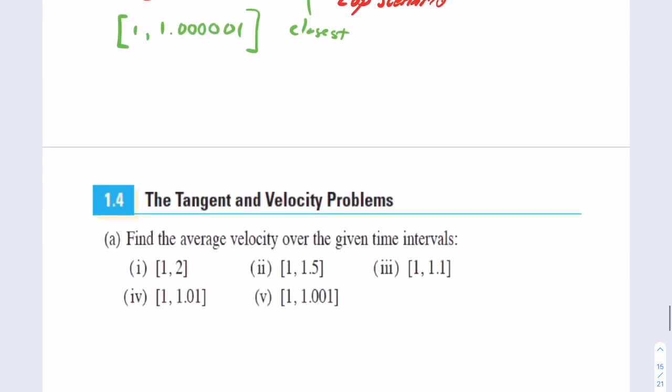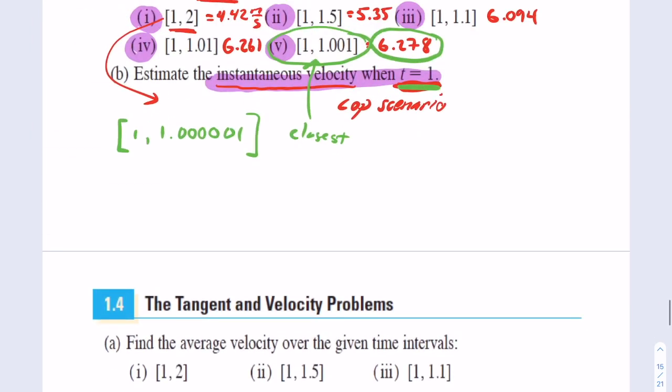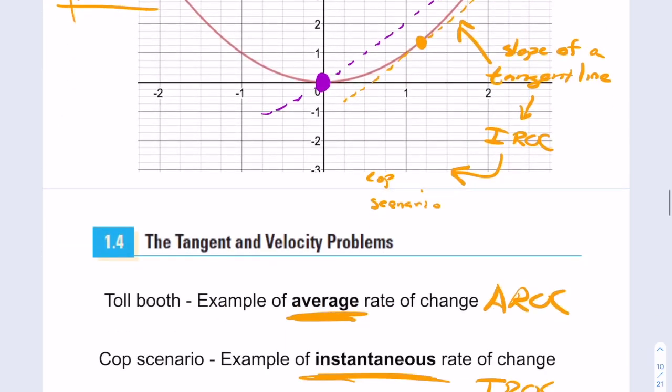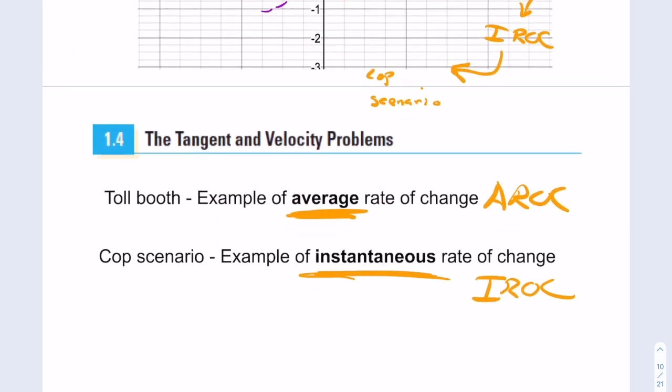So all in all, make sure that you guys understand the differences between average rates of change and instantaneous rates of change. I go back to this before I conclude. The toll booth example is an example of average rates of change, otherwise known as the slope of a secant line. The cop scenario, where he uses the radar gun, is an example of an instantaneous rate of change, also known as IROC, which is when you're finding the slope of a tangent line.